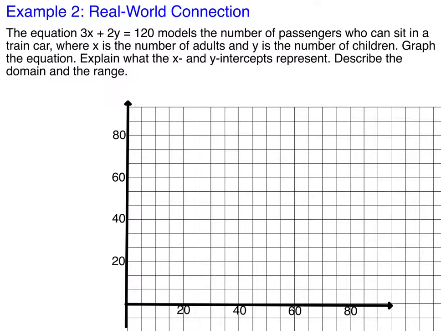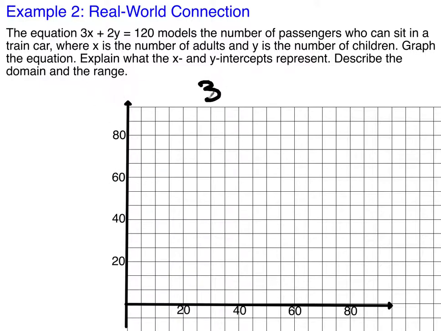Okay, real world connection. Let's do this example. We have some equation here that models the number of passengers who can sit in a train car. X represents the number of adults that can sit in a train car. Y is the number of children. We're going to graph this equation and then explain what the x and y intercepts represent, and we're going to describe the domain and range.